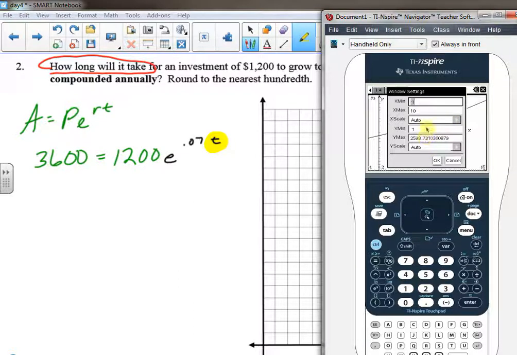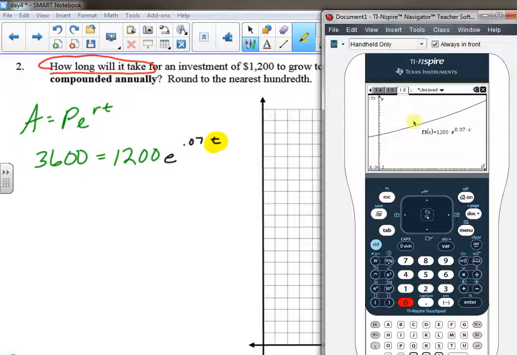So let me see if I can make that y minimum, I'll make it a, I don't know, -50 or something, see if that works out for me. Okay, now you can actually see the x-axis on there. Okay, well, I'm looking to find out what that value of x is for when y is equal to 3,600, or when the function value is equal to 3,600.